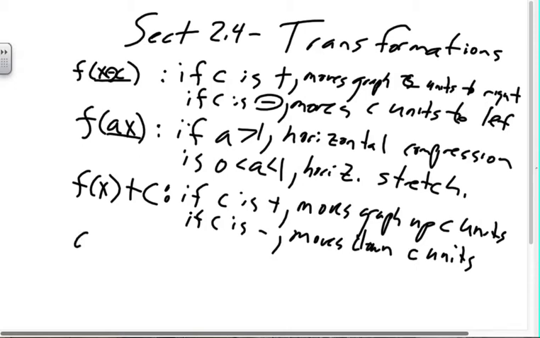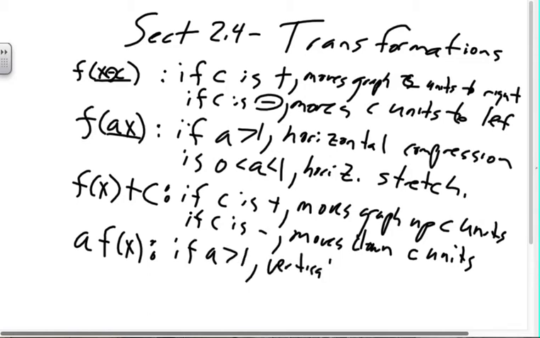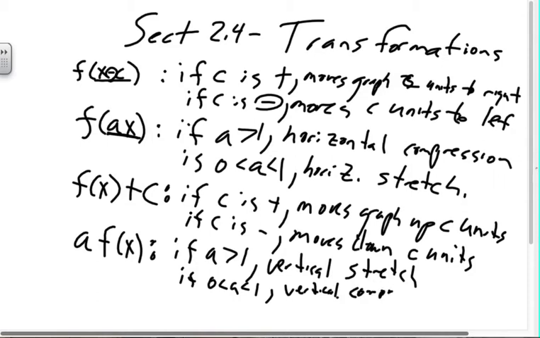All right. The last thing then is I'm going to multiply my y value or my function value by some number. So if a is greater than 1, then this becomes a vertical, and it's vertical because we're messing with y, whereas up here we're messing with x. It becomes a vertical stretch. And if a is a fraction, then it's a vertical compression. You notice these things work backwards.